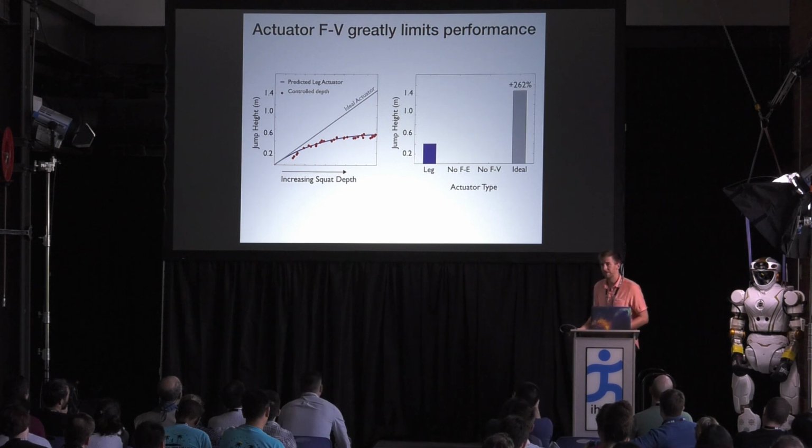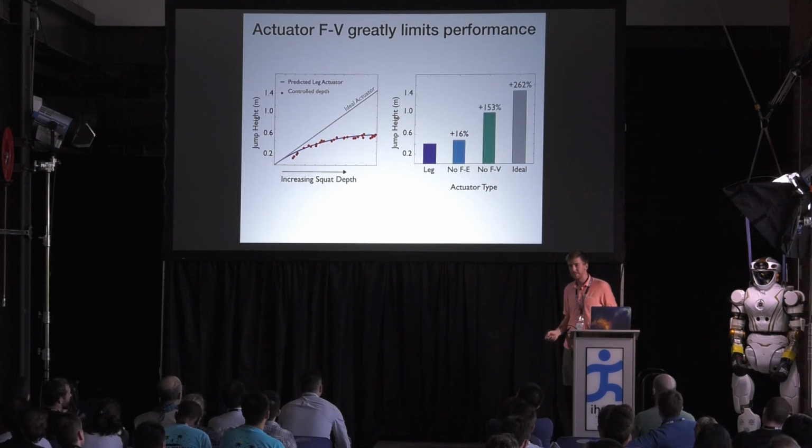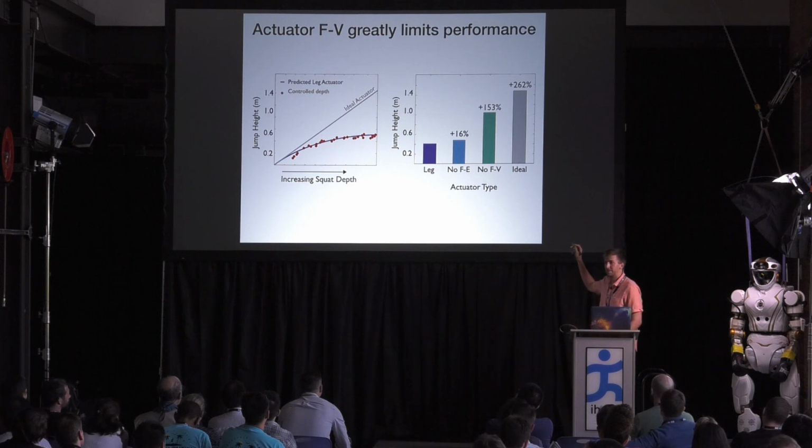If we were to remove the force extension characteristics of the model, we see a little bit of an increase in the achievable jump height. And if we were to remove the force velocity characteristics, we see a major increase in jump height potential. This suggests that the force velocity characteristics of the actuator greatly limit its performance. So they're able to achieve a higher jump without this.